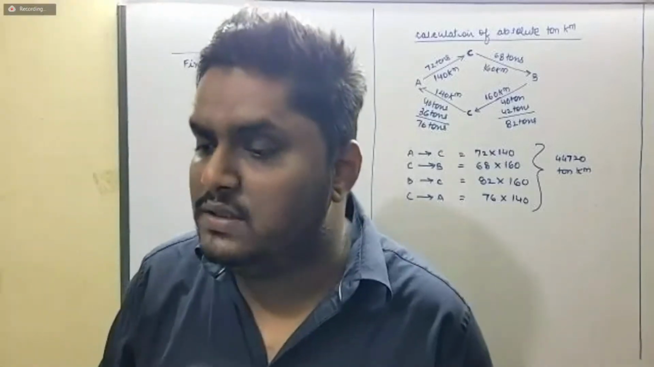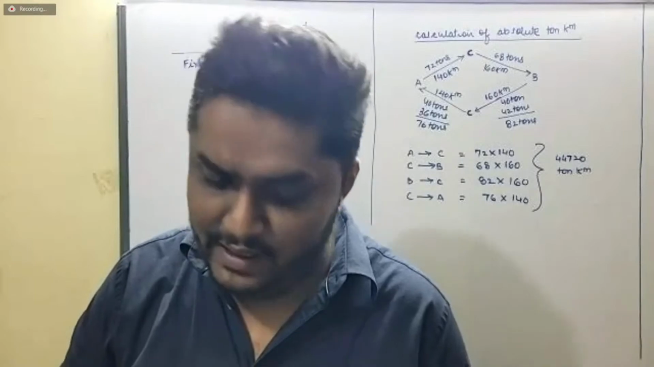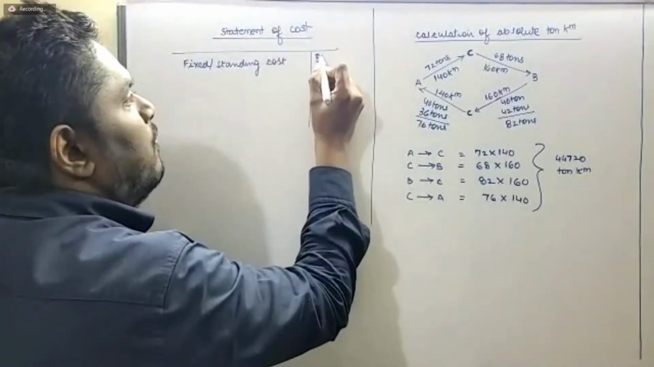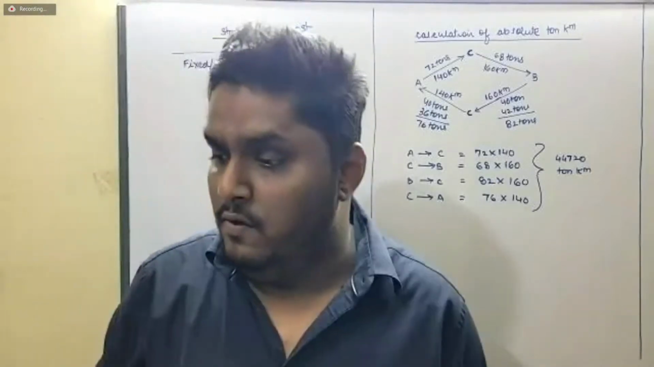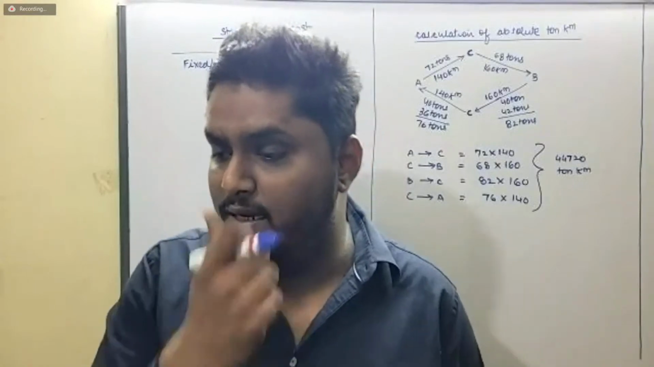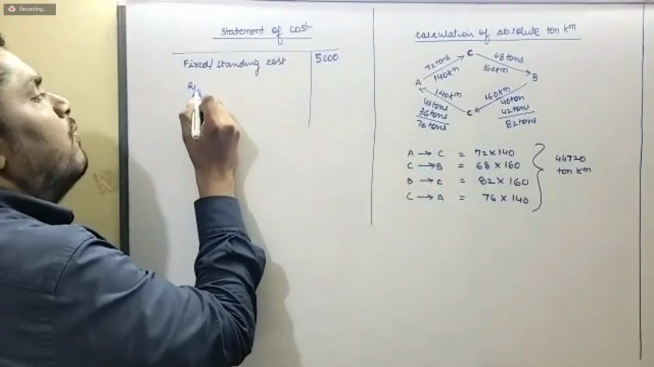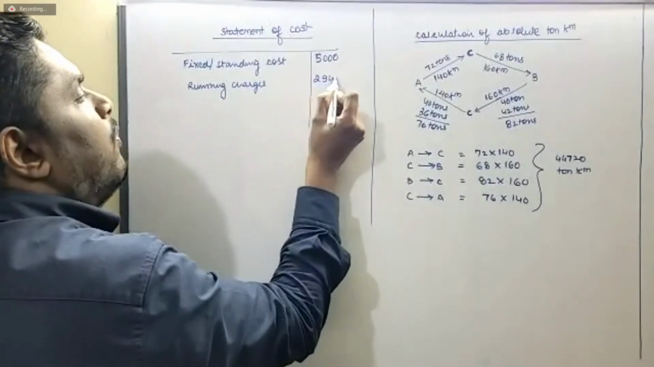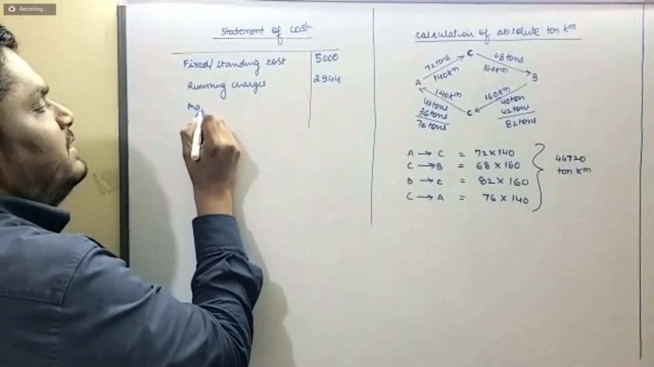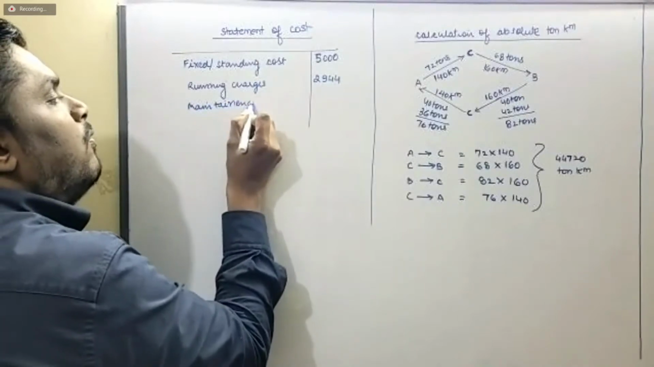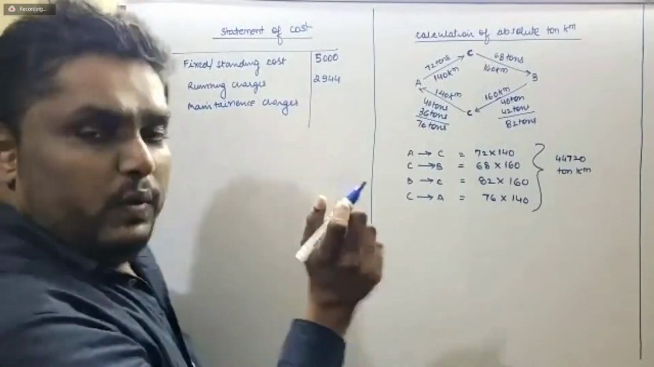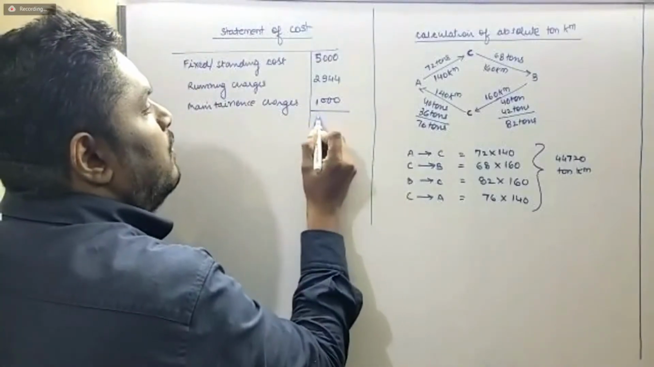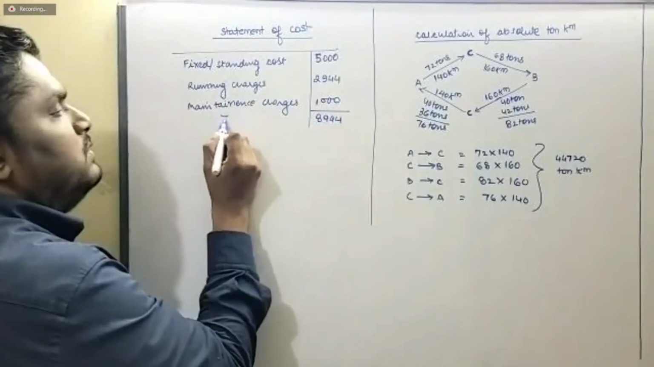Fixed cost, that is the standing cost, is given in the question: 60,000 for the year. So 60,000 divided by 12 will be 5,000. Further, running charges are 2,944. And maintenance charges are 12,000 for a year, so for a month it is 1,000. So 8,944 is the total cost.